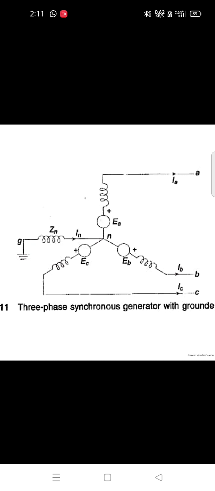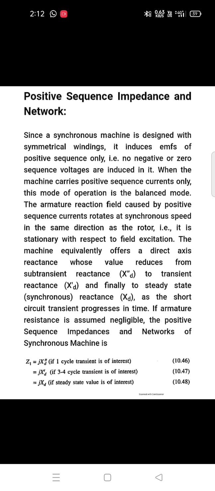Unbalanced line currents can be resolved into the symmetrical components Ia1, Ia2 and Ia0. Before we can proceed with fault analysis, we must know the equivalent circuit presented by the machine to the flow of positive, negative and zero sequence currents respectively. Because of winding symmetry, current of a particular sequence produces a voltage drop of that sequence only. Therefore there should be no coupling between the equivalent circuits of the various sequences. So now let us first see the positive sequence impedance and network.